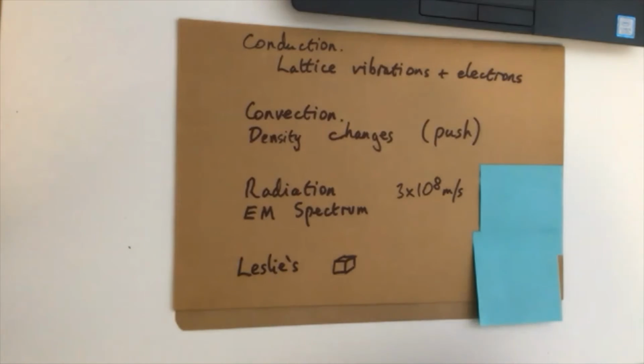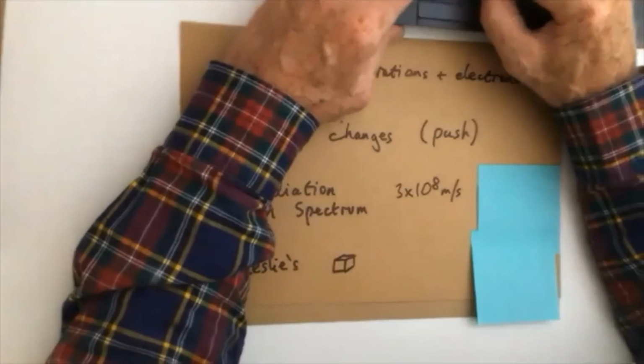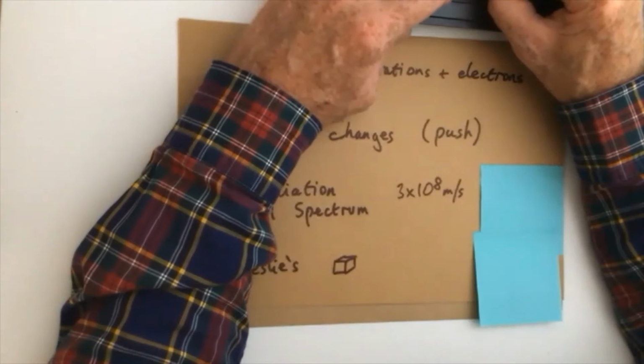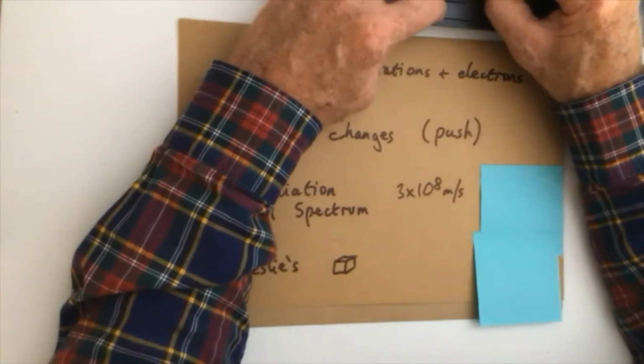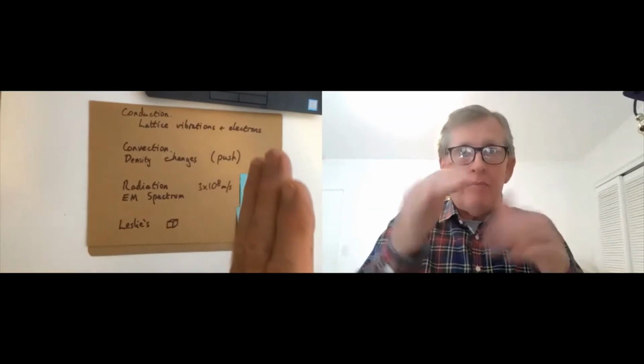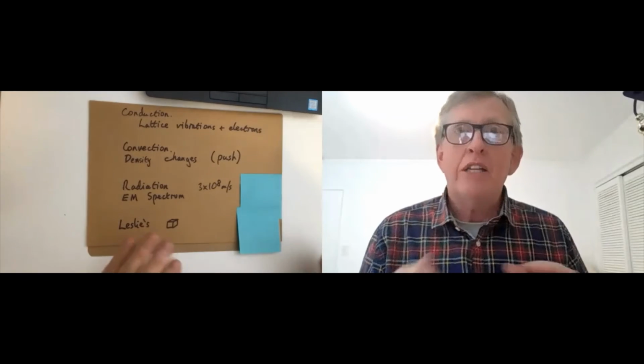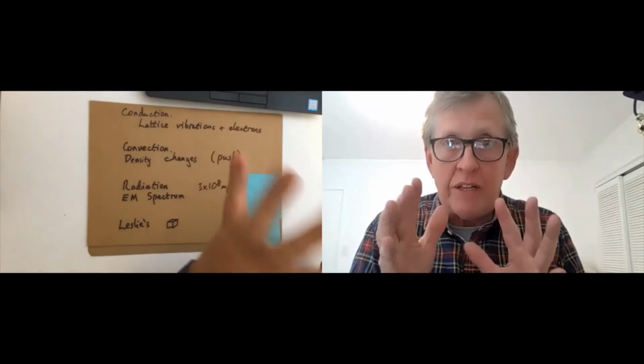And a Leslie's cube is a great bit of kit. Let's just have a little flick around here and change things. Leslie's cube is a great bit of kit, and what it is, it's about yay big, okay? And it's got different textured surfaces, different colored surfaces.